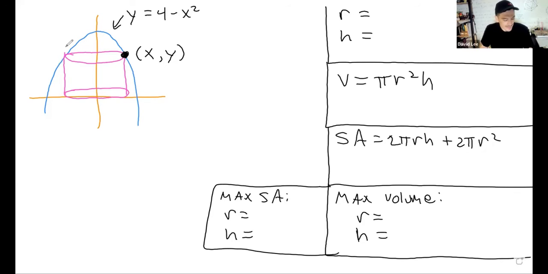So for this problem here, we have a parabola that's upside down, and that's the equation of the parabola. And there is a cylinder that is sort of inscribed within the parabola. And there's a point here that's called X and Y. And I want to point something out here right away in green. I want to point out to you that this here is X and that this here is Y.